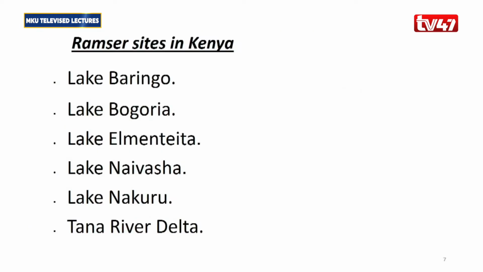Now, I felt I should mention the examples of Ramsar sites in Kenya. The first one is Lake Baringo, and then we have Lake Bogoria, Lake Elementaita, Lake Naivasha, Lake Nakuru, and then the Tana River Delta. All of these Ramsar sites are important simply because they support amphibians, since they are wetlands. Amphibians cannot survive without wetlands because they prefer water bodies as a medium where they reproduce, and a medium through which the young ones also develop. So those are the Ramsar sites in Kenya.